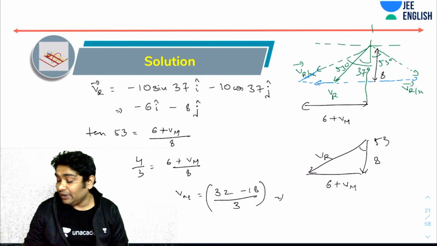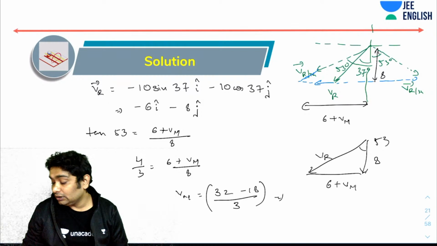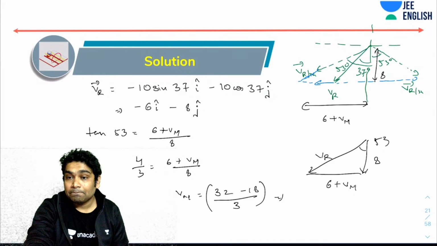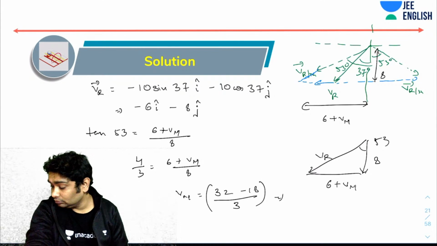So what will that be? That'll be 12, 14, 14 by 3. Okay. So this is the velocity that a man can have.